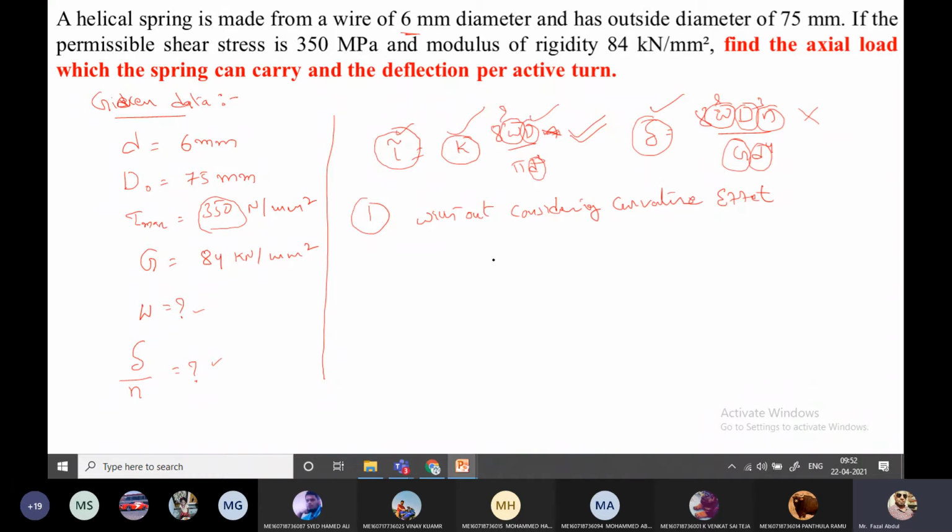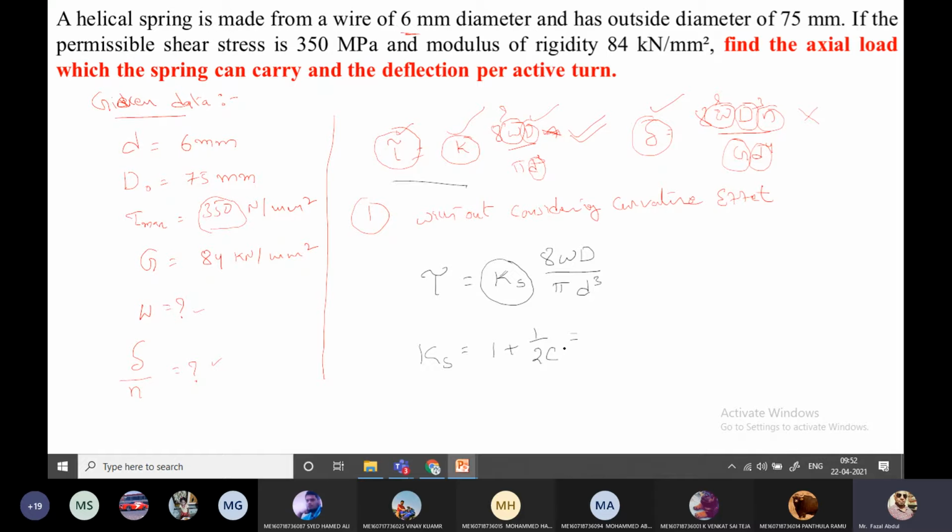So see, this is without considering the curvature effect. Without considering the curvature effect, this is the equation I am writing: shear stress equal Ks into 8WD by pi d cubed. So what is Ks? Ks is the shear stress factor. So Ks I am writing separately: 1 plus 1 by 2C.